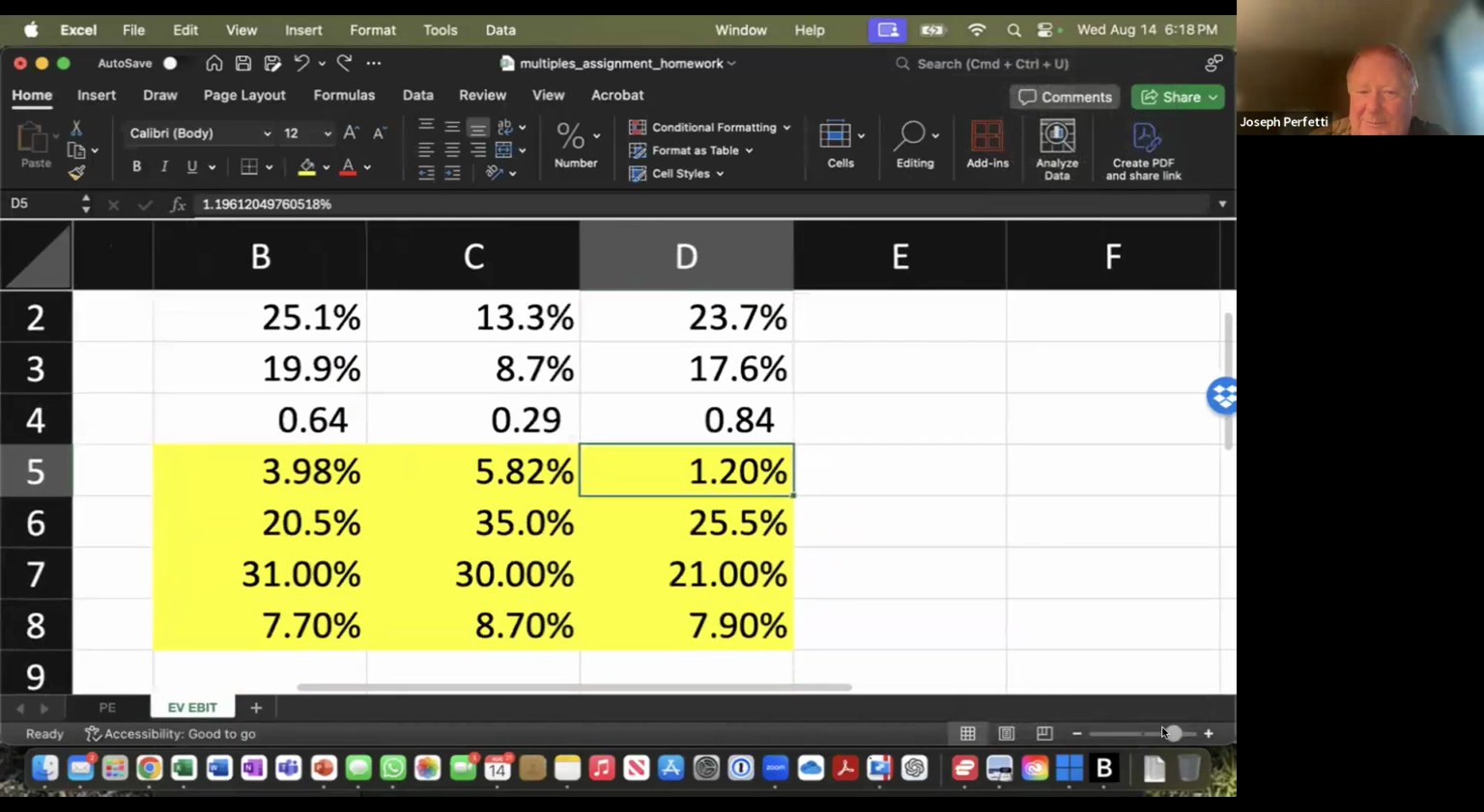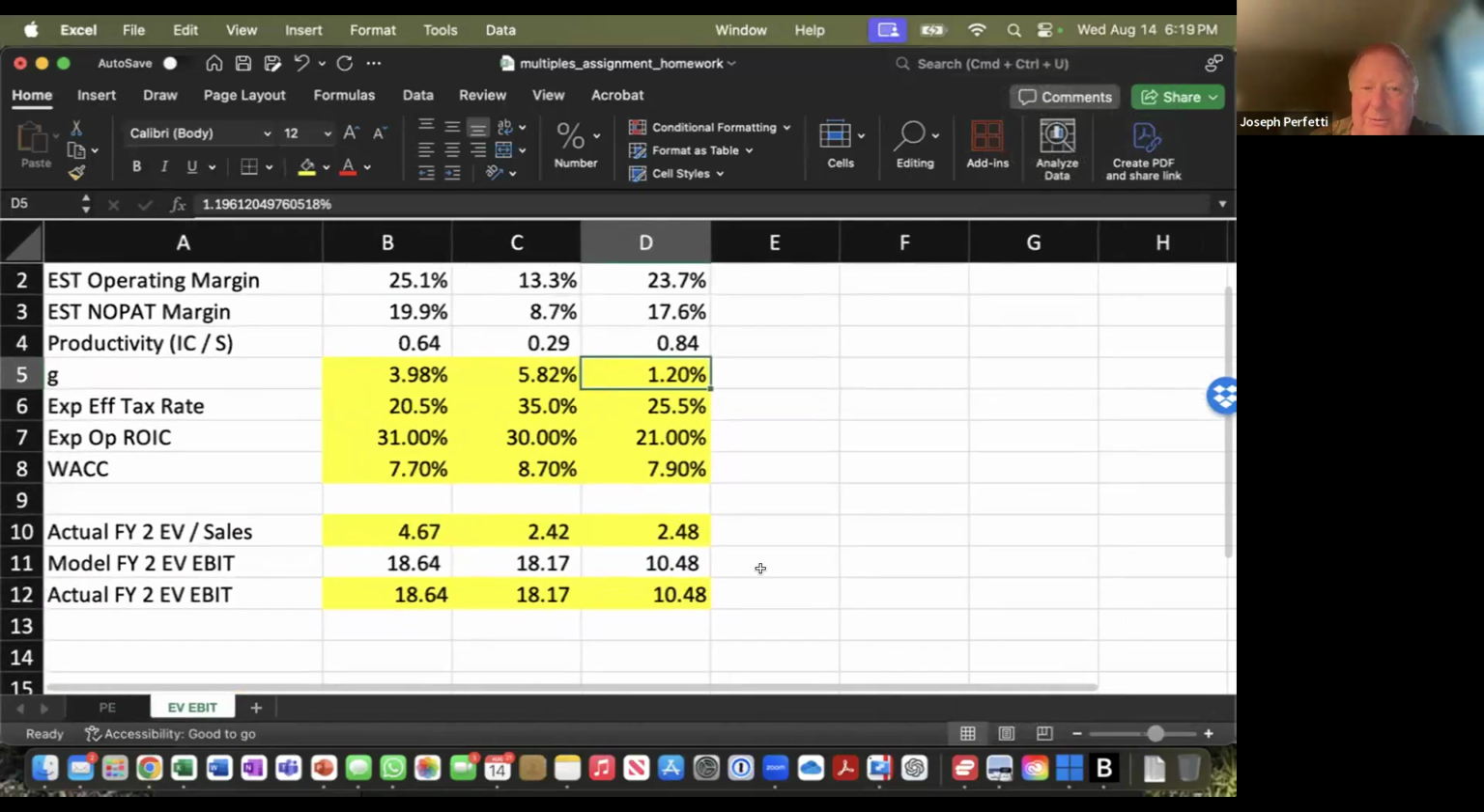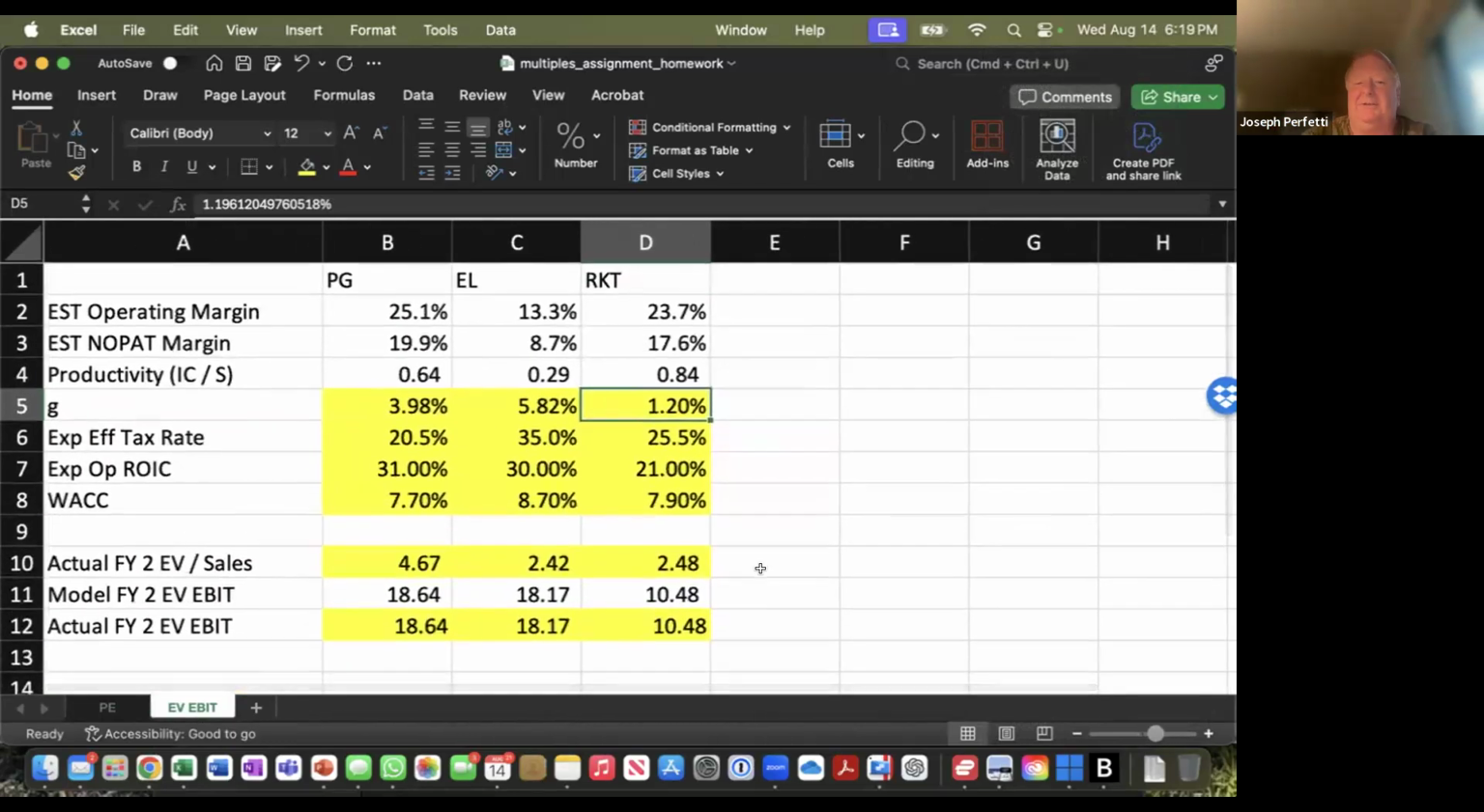And this turned out to be a little bit more tricky than probably many of you had hoped. And particularly Estee Lauder's PE, but let me kind of talk about the operating ROIC. So again, same concept here. Actually, all these numbers are perpetuity numbers.